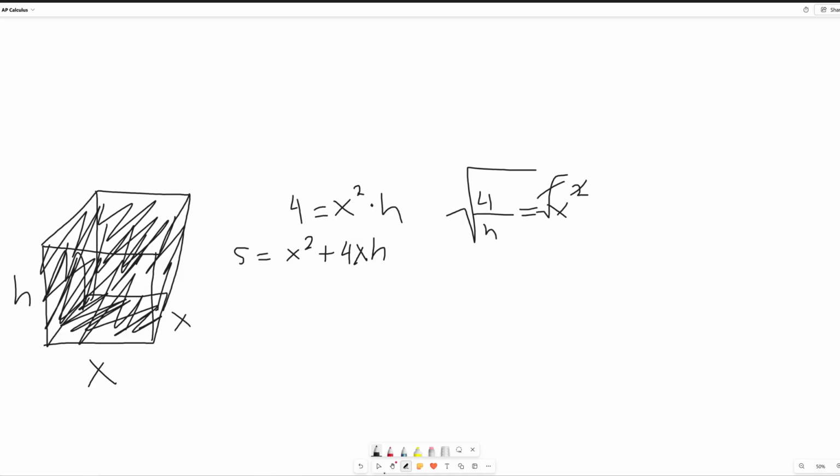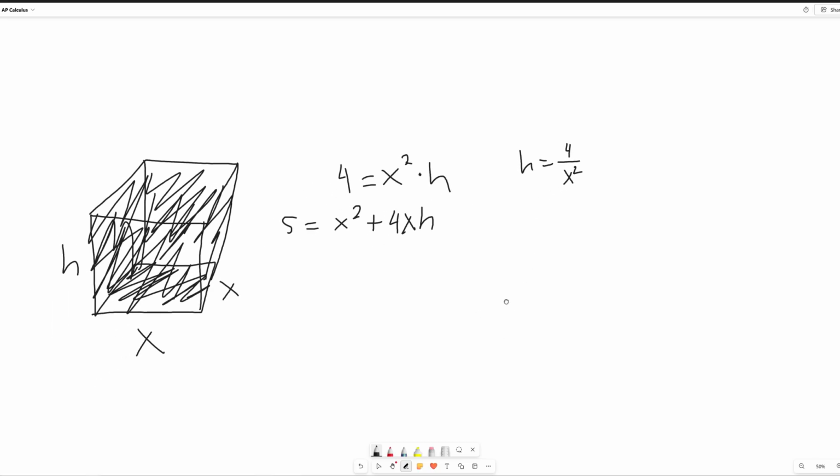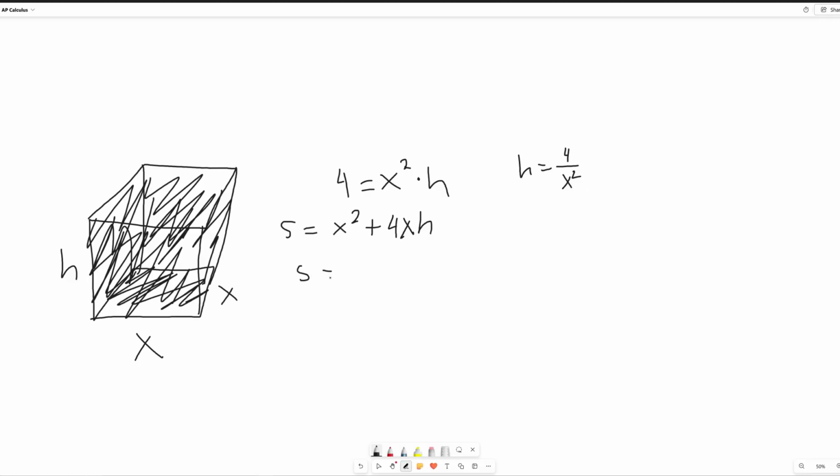X is square root 4 over h. That is going to be extremely annoying to deal with, even more so than a bunch of fractions. So instead, we're going to do h equals 4 over x squared. So now, plugging this into here, our new relationship is s equals x squared plus 4x times 4 over x squared. Now this cancels this x out and this squared.